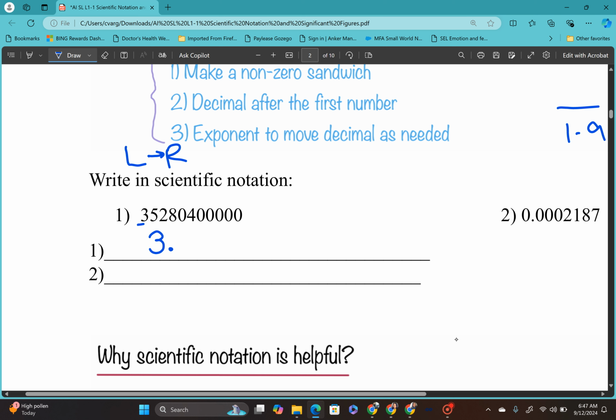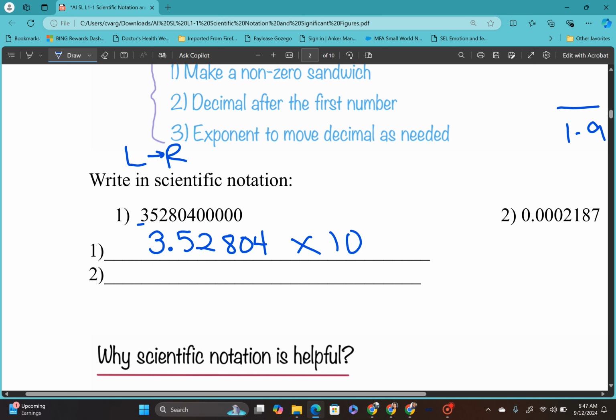I'm going to put a decimal point. And then I'm going to put all the numbers to the right that are significant. So I'm going to put 5, 2, 8, 0, 4. These zeros to the right are placeholders, so I don't need to write them down. And then they're times 10.